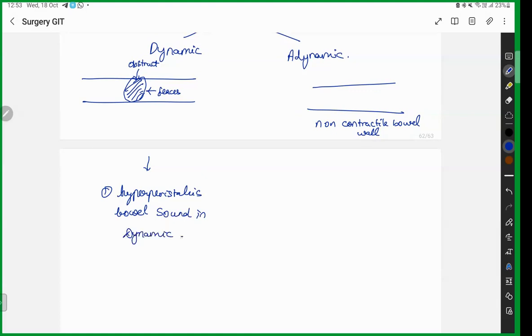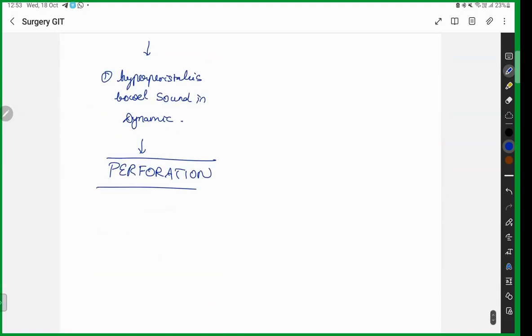If this obstruction is going to persist, the persistence can lead to perforation. Very, very important. If there is a perforation, that will lead to a silent abdomen. Very important. So hyperperistaltic bowel sound in the dynamic obstruction, if it leads to a perforation or strangulation, can lead to a silent abdomen.